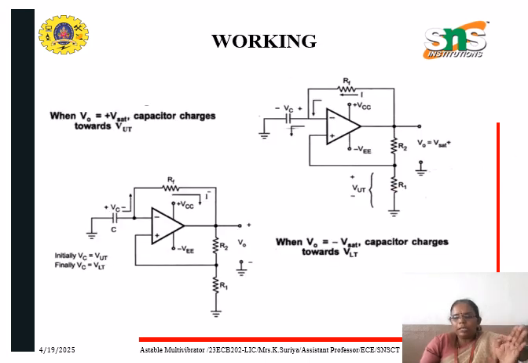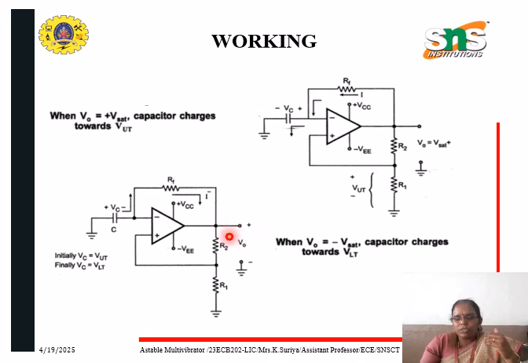Next, we'll go to the working of astable multivibrator. So as you know that automatically it switches between the two output states, plus Vsat and minus Vsat. So consider initially your output is at plus Vsat. So what will happen is because of this positive feedback here, your capacitor will start charging towards plus Vsat. Once the capacitor voltage crosses the upper threshold voltage, it will switch the output state from plus Vsat to minus Vsat. So at present, the output state will be at minus Vsat.